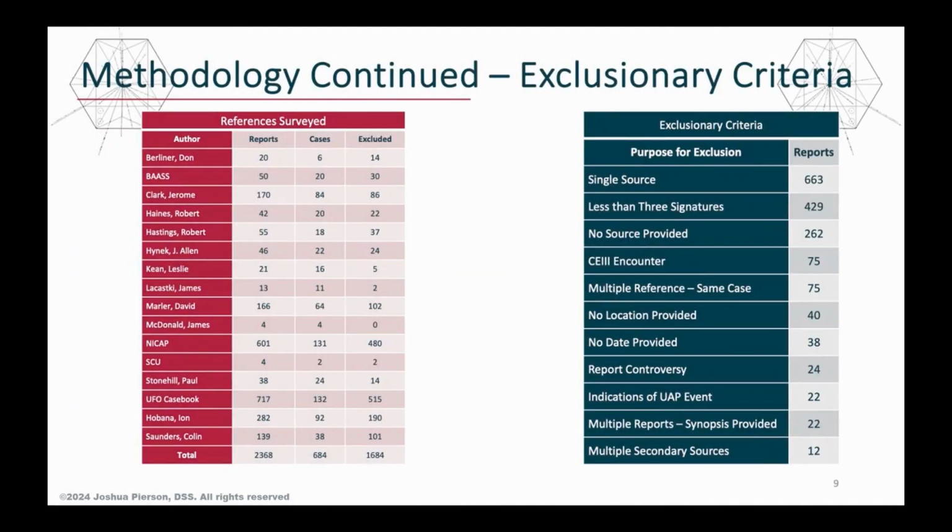Moving on to the next slide, we see the references I surveyed on the left and the exclusionary criteria on the right. On the left, I sorted these references by author, the number of reports extracted from the references, and how many of the reports met the criteria for analysis and were labeled as cases. The last sorting category is those cases which were excluded.